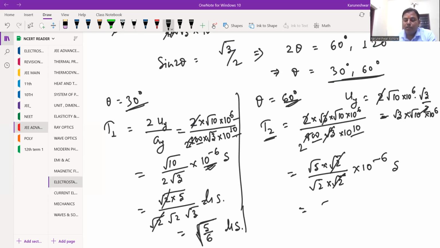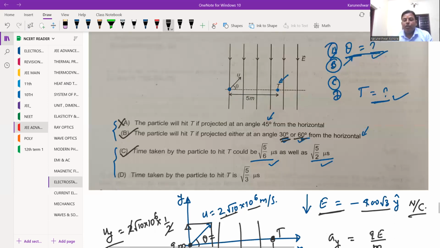Now you can see there is one cut here. So this is 5 by 2 root, and this will be microseconds. This is the time of flight when the angle of projection is 60 degrees. In the previous case, when we considered 30 degrees, it was 5. So that is the option we have. Without solving also, you could have marked it. It is on the basis of the two angles only. If you are getting two angles, two times of flight will be there, because the time of flight is 2uy by ay, and the uy factor changes once you take the angle as 30 degrees or as 60 degrees.